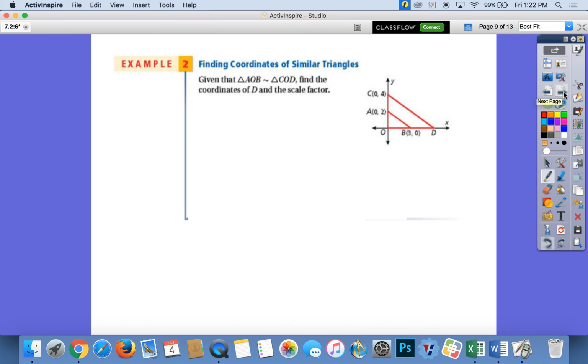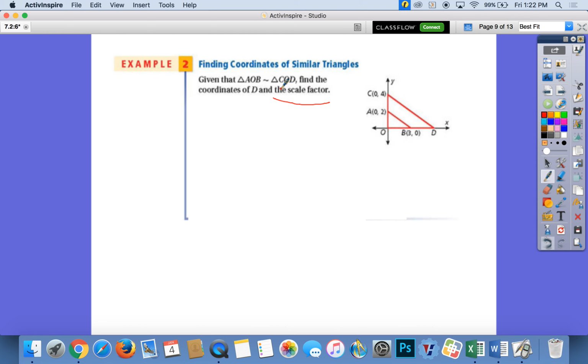So these are what these problems are going to look like. You have to be careful here. When you figure out what your scale factor is, you're going to go from the first to the second. That's going to matter because if I'm taking this AOB and expanding it to COD, then I'm enlarging this triangle because I'm going in this order.